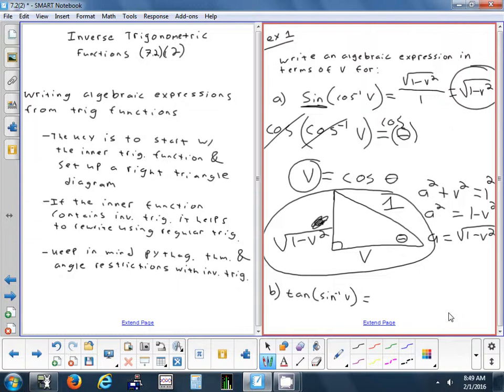And again, you're going to see the square root of 1 minus v squared. That comes up a lot. Okay, square roots.